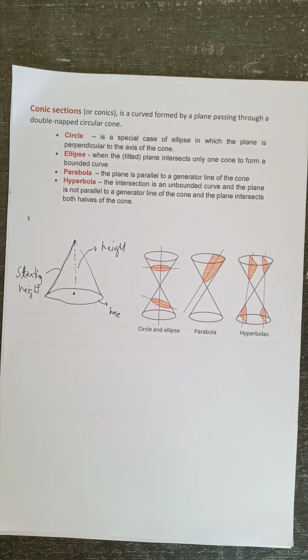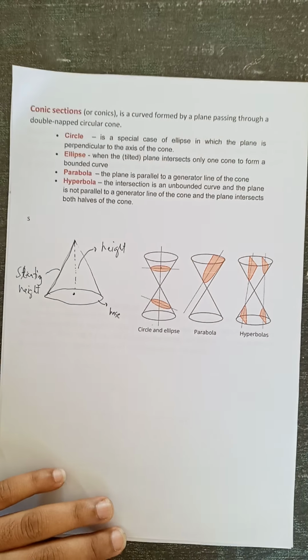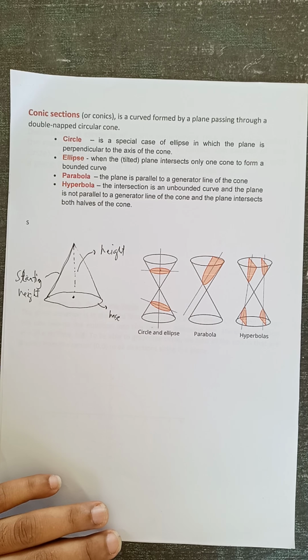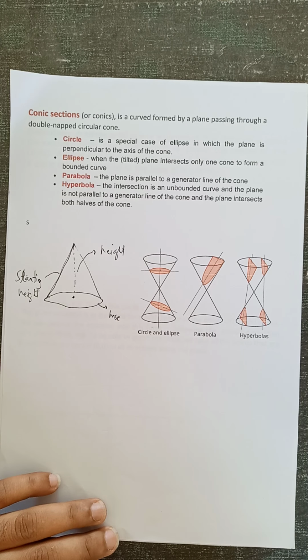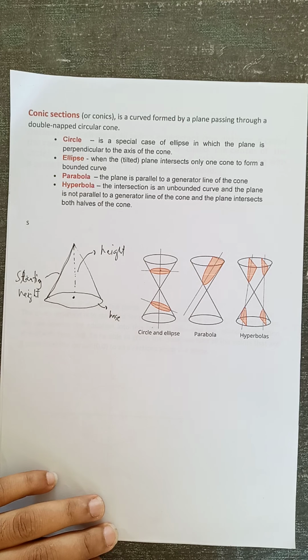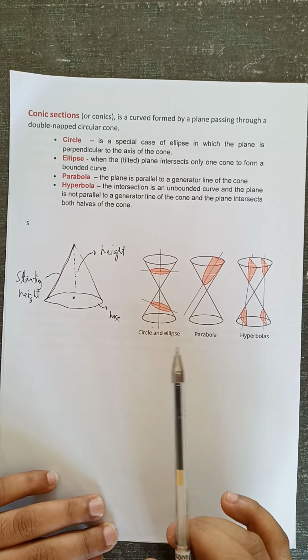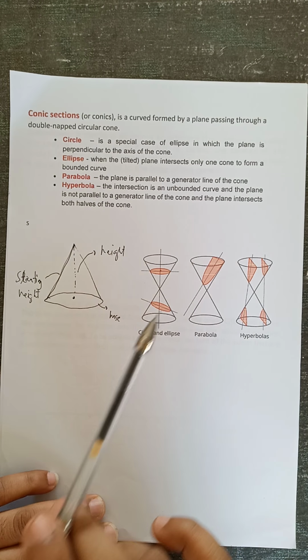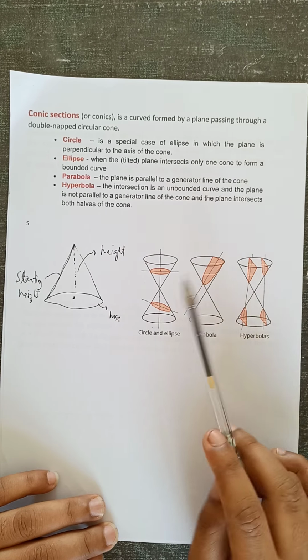Conic section or the conics. It is a curve formed by a plane passing through a double-napped circular cone. So these conic sections are figures that are formed when a plane is passing through a double-napped circular cone. We can create this when we cross a plane through a cone in different directions.